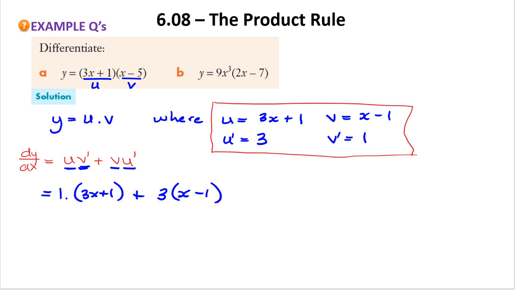So that's pretty much all we've got to do now, is expand and simplify this expression. Obviously 1 times 3x plus 1 is itself. When we expand this out, we're going to get 3x minus 3. To tidy that up, that'll give us 6x, and that'll be minus 2. There's our first derivative of this function here.